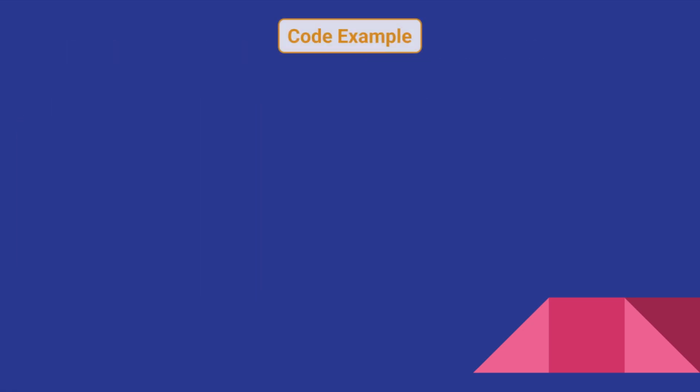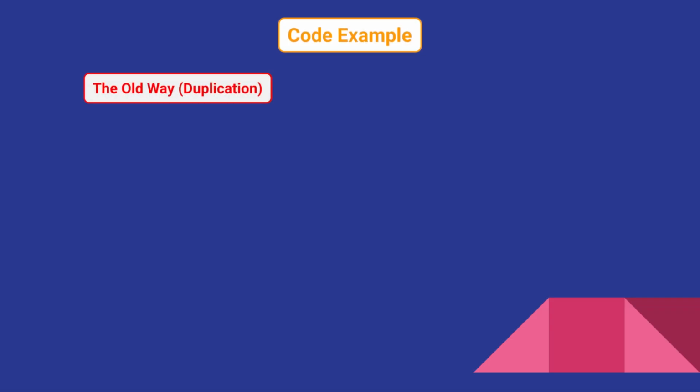Now, let's look at a code example to see exactly how this works in practice. First, we will set up the old way, which involves code duplication, on the left side. Then we will set up the clean, generic way on the right side.